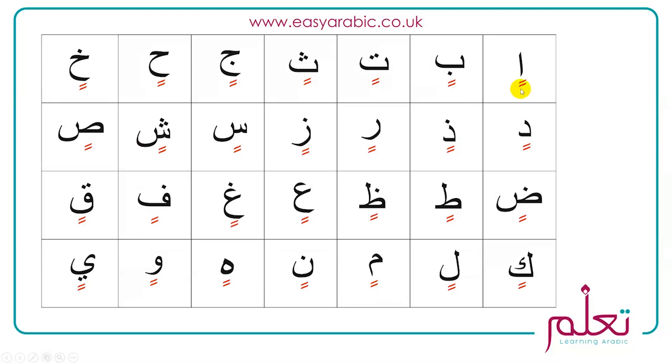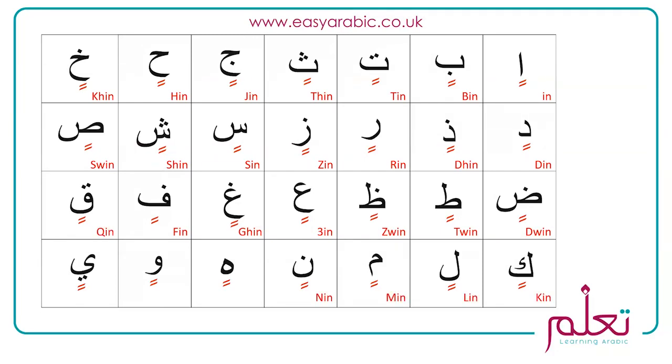We've got alif with the kasratain, it's called in, then bin, tin, thin, jin, hin, khin, din, thin, rin, zin, sin, shin, sin, din, tin, thin, in, ghin, fin, qin, kin, lin, min, nin, hin, win, and yin.